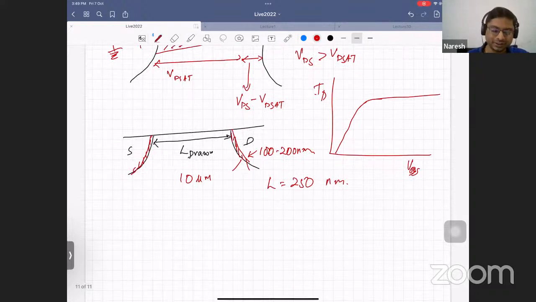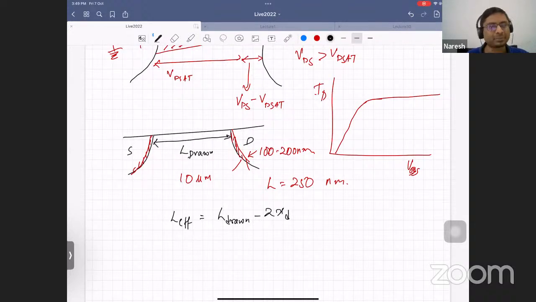So nowadays, when we try to model these devices for technology, we talk of something called L effective. This will be L drawn minus 2 XD, the depletion width. On both sides, I have depletion width, and that can change with voltages and so on. So the length will be slightly different. And there's also overlap that happens, overlap capacitance and so on. Anyway, let's not get into all of that.